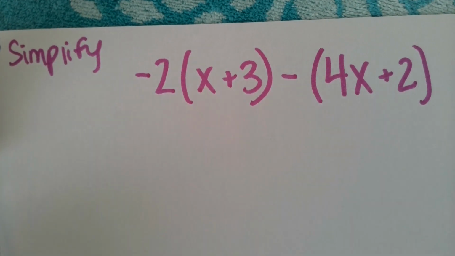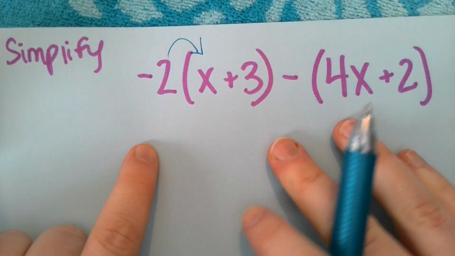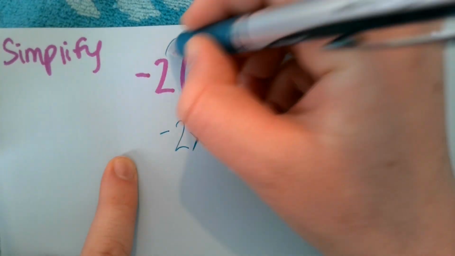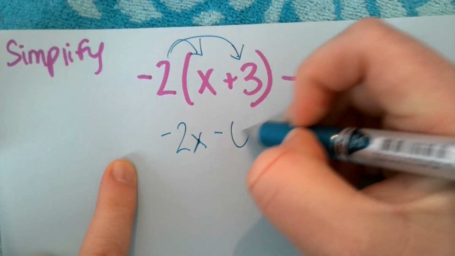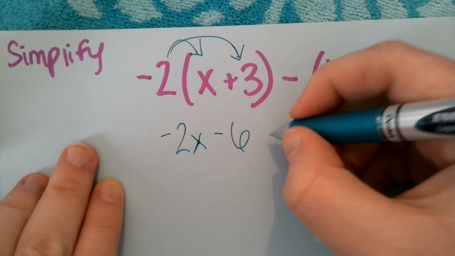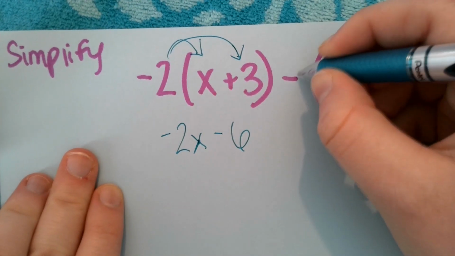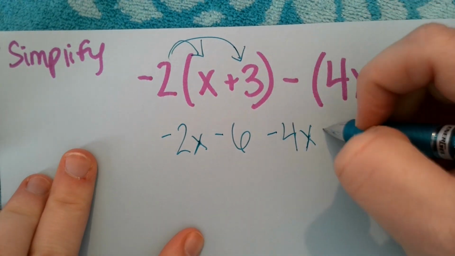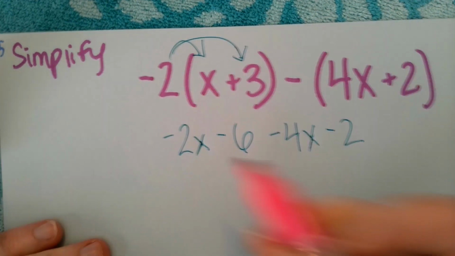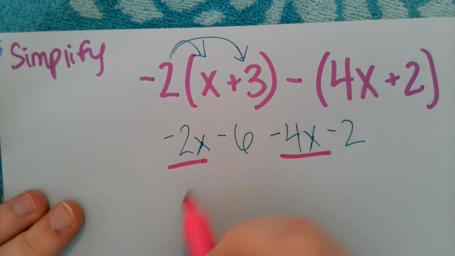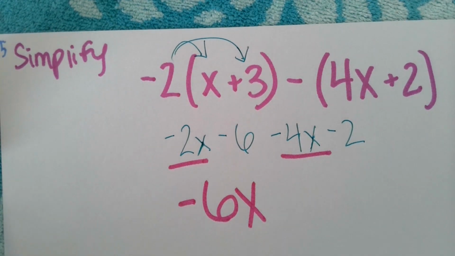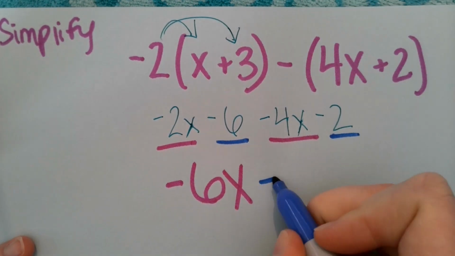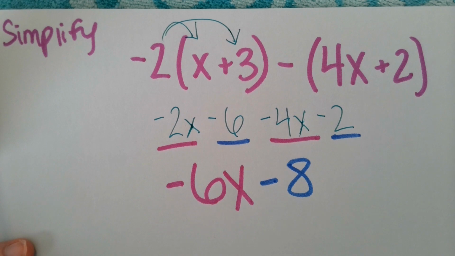Let's go ahead and use the distributive property. Right? We agree? Okay. Now that's the same thing as having that negative 1 in front. We're going to take away 4x, and then we're also taking away 2. Now we're going to combine those like terms. Negative 4x and negative 2x is negative 6x. Then taking away 6 and taking away 2, the total is taking away 8. And that's our combined.